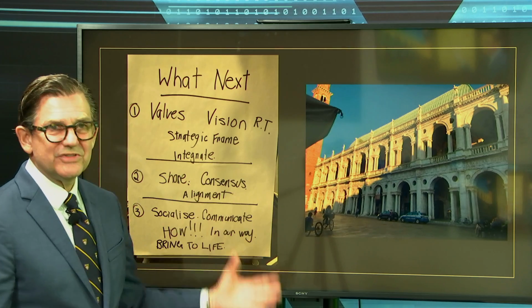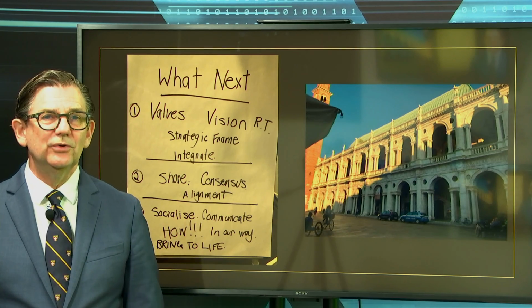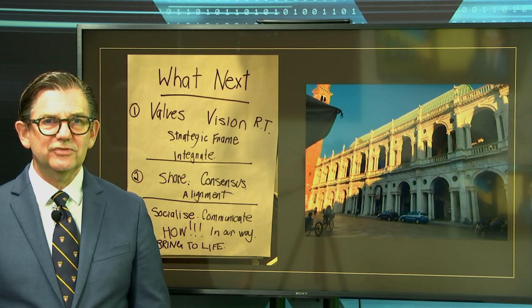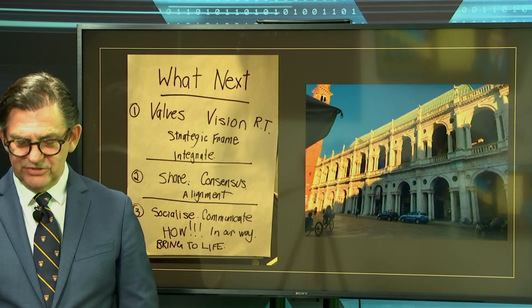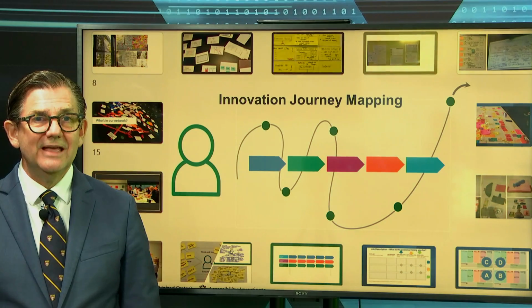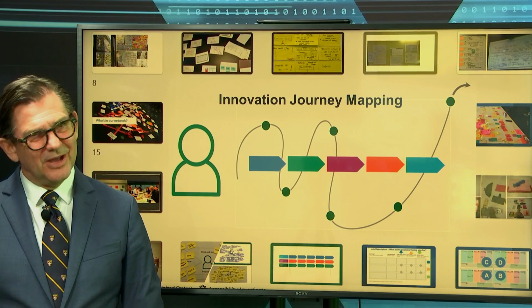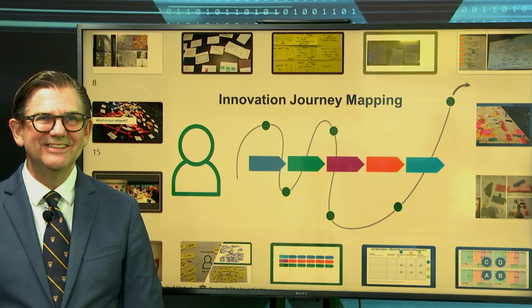So what's next? How does this fit with the vision of the organization? How do we create the structure? What are the patterns? How does this sit into the way that we do our business? And that is my thoughts about innovation journey mapping.